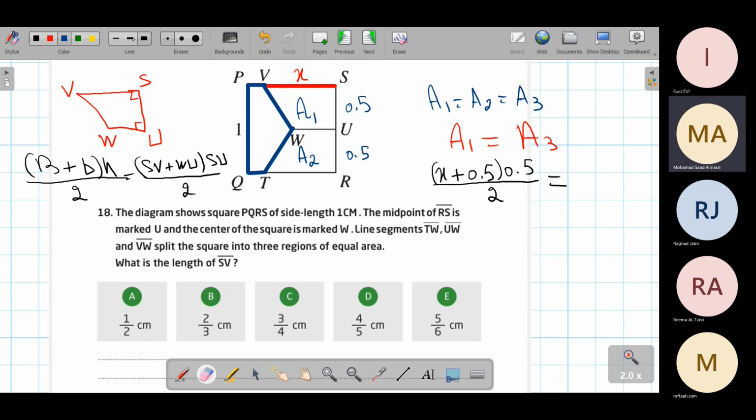How do I find the area of A3? I will split it into 2 areas. Why do I split this part, the blue one, into 2 other areas? Because PVWTQ is not a quadrilateral.